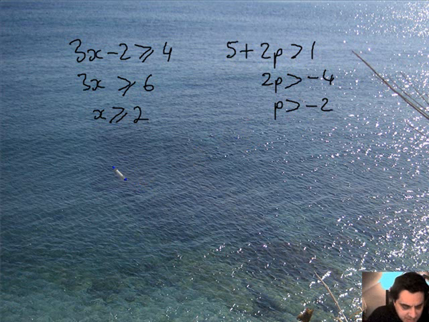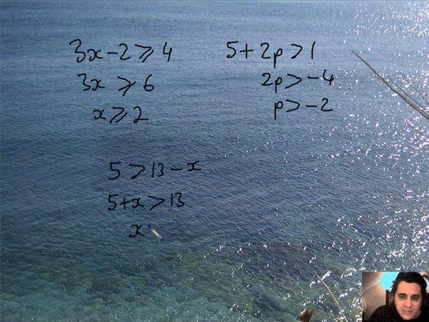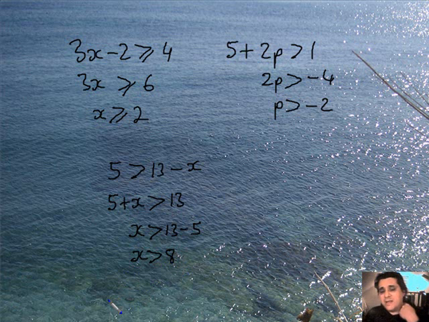And the last one says 5 is greater than 13 minus x. Now nobody likes minus x's, trust me, so you bring the minus x over and plus it. So 5 plus x has got to be greater than 13. I moved it over just like we're doing an equation. Now I can get rid of my 5. 13 take away 5 leaves me with x is greater than 13 take away the 5. I'm showing you all my steps now. X has got to be greater than 8.